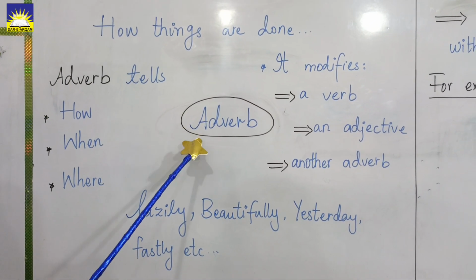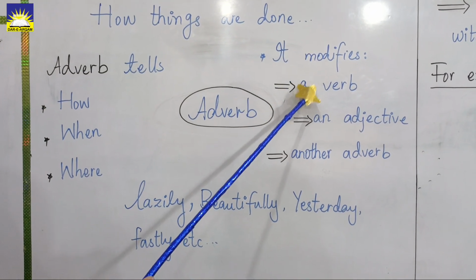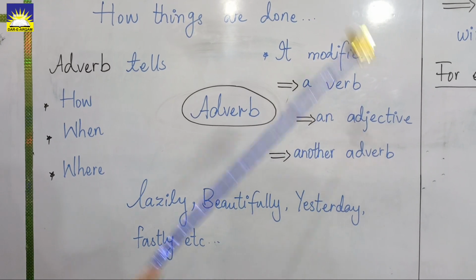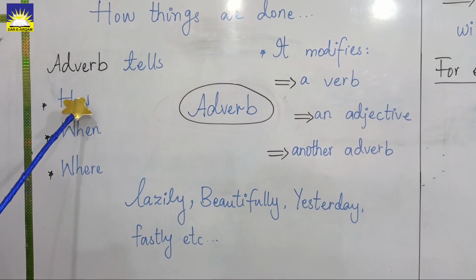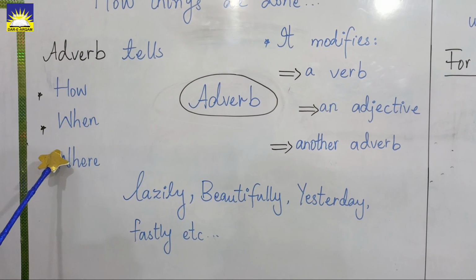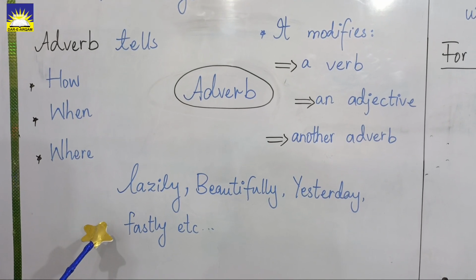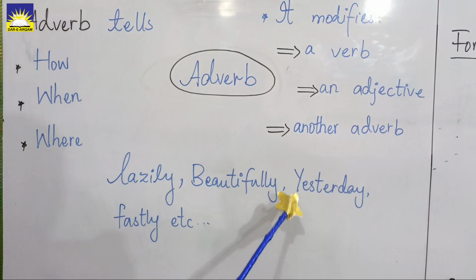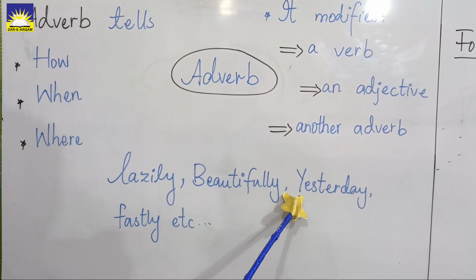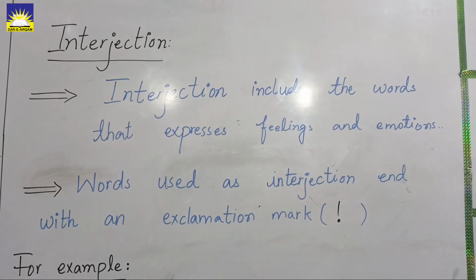Okay. Adverb, it modifies a verb, an adjective, another adverb. It tells us how something happened, when something happened, and where something happened. For example, Ali is running fastly. He was absent yesterday, etc.